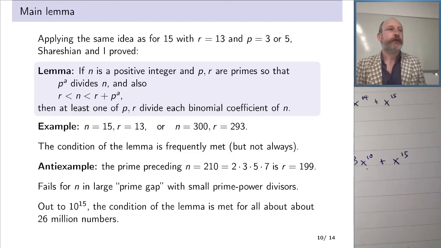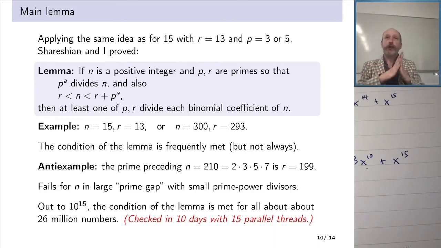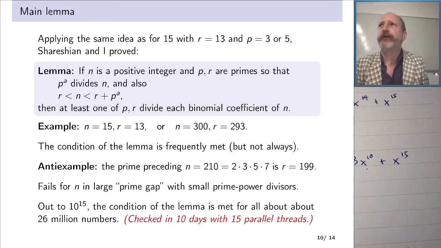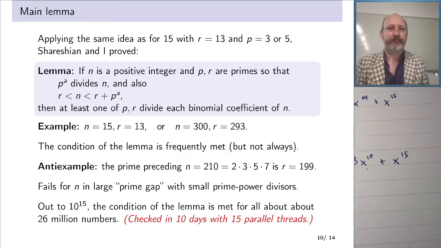If you're going out to a quadrillion, this lemma is doing all the work for a computation. By all the work, I mean almost all the work. The condition fails only for 26 million numbers. And 26 million, that's nothing compared with a quadrillion. To check that we only had 26 million exceptions to the conditions for this lemma took 10 days with some moderately serious computing hardware, running 15 parallel threads with optimized C code.